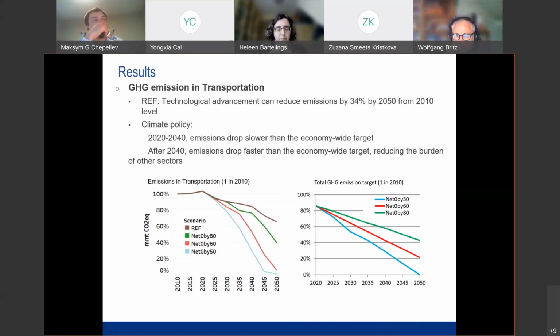Under the climate policy, during 2020 and 2040, the emission actually dropped more slowly than the economy-wide policy. But after 2040, the emission dropped faster than the economy-wide target. So after 2040, it can reduce the burden of other sectors. But before that, it actually needs help from other sectors.